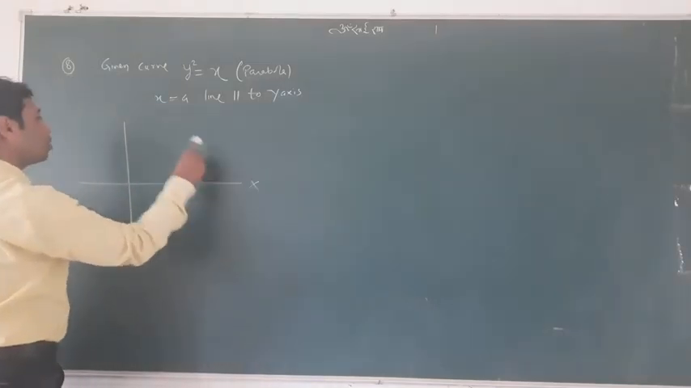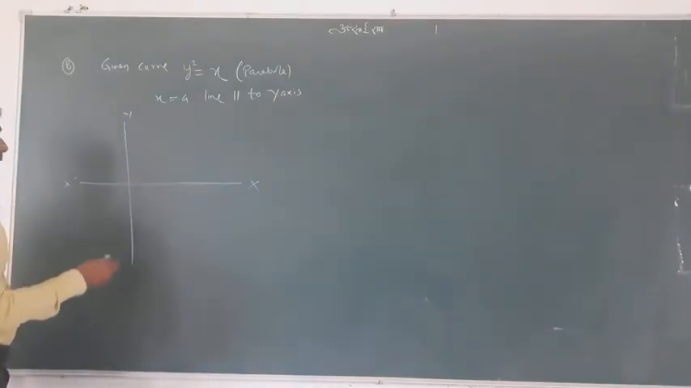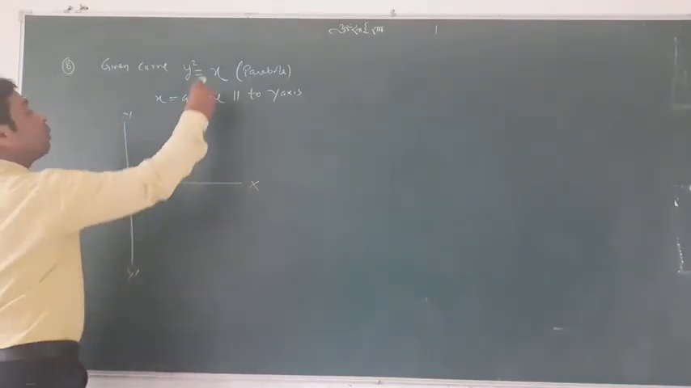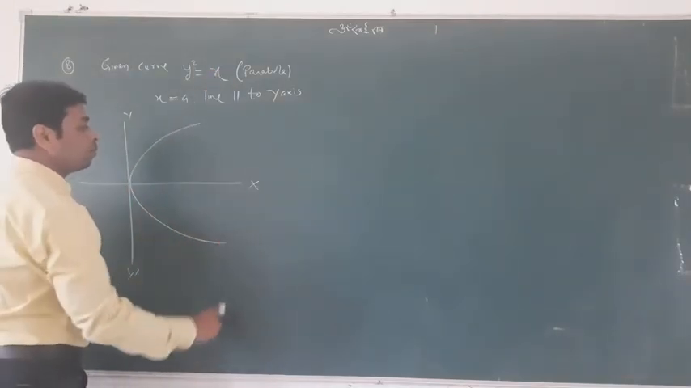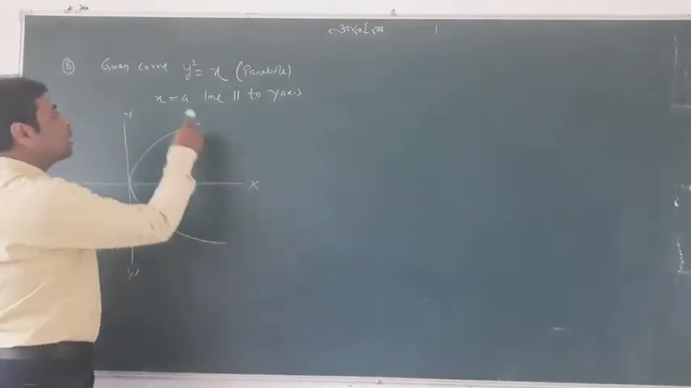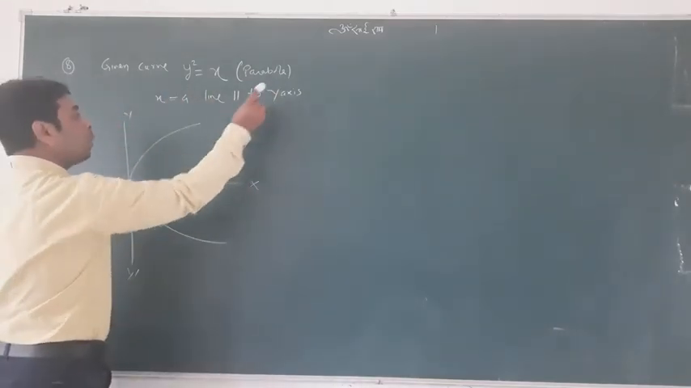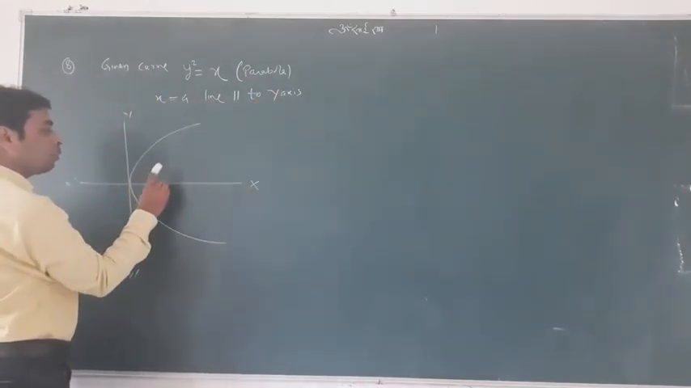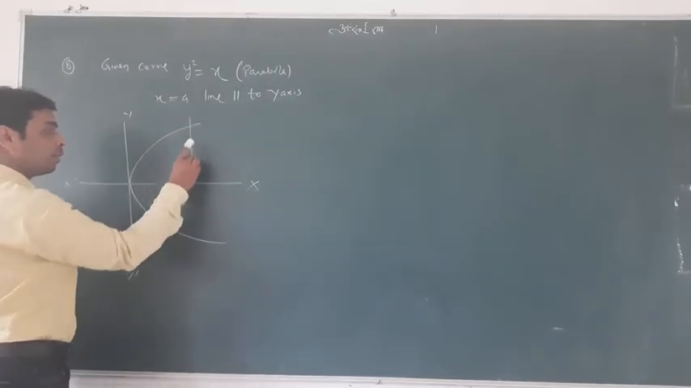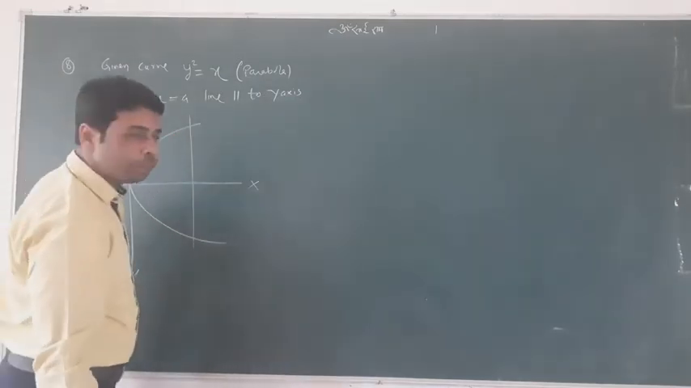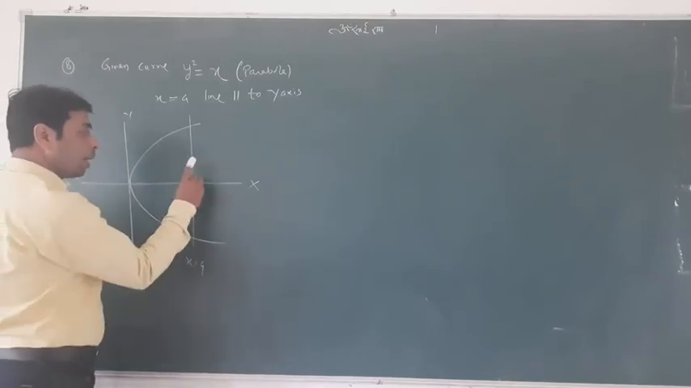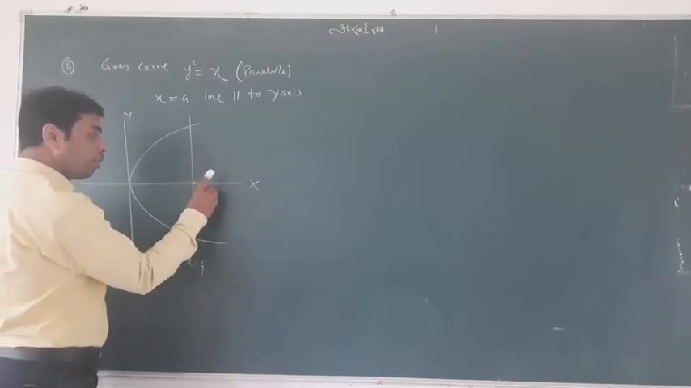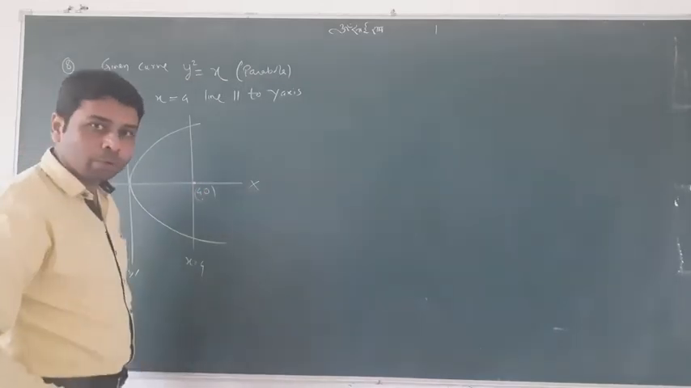This is a simple picture, x, y, x dash and y dash, and y square equal to x is a parabola like that. X equal to 4 is a line parallel to the y-axis. Suppose this is 1, 2, 3 and 4, and this is a line parallel to the y-axis. It is x equal to 4 and this is 4 comma 0 because it is the line x equal to 4.